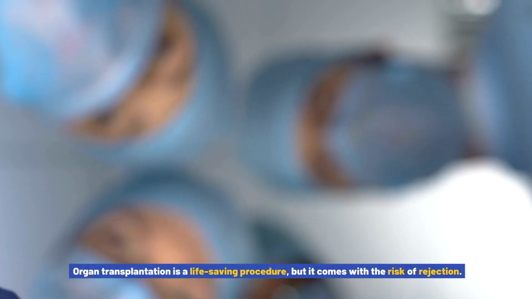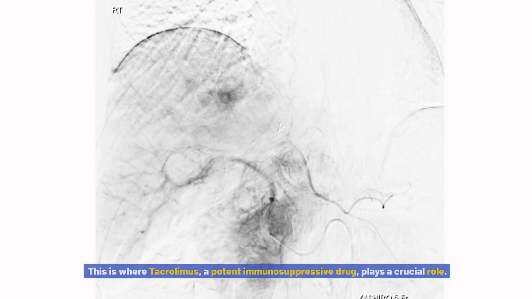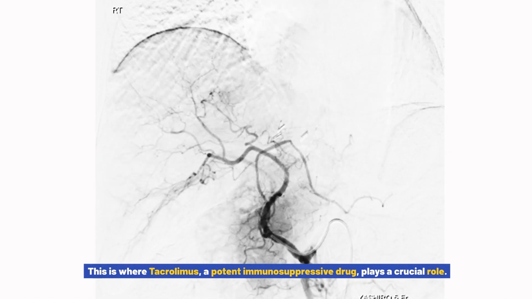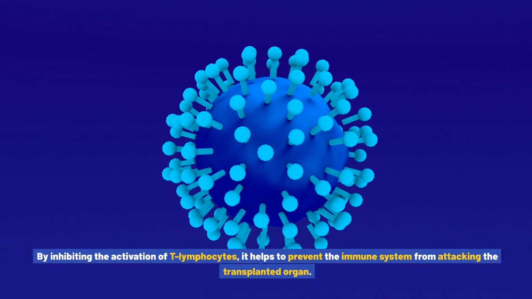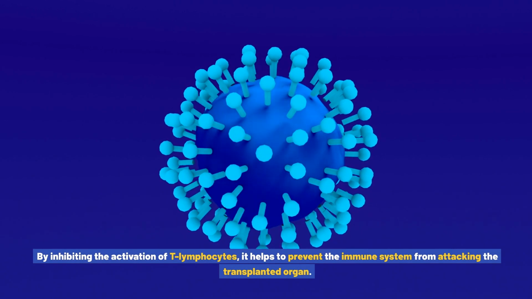Organ transplantation is a life-saving procedure, but it comes with the risk of rejection. This is where tacrolimus, a potent immunosuppressive drug, plays a crucial role. By inhibiting the activation of T-lymphocytes, it helps to prevent the immune system from attacking the transplanted organ.